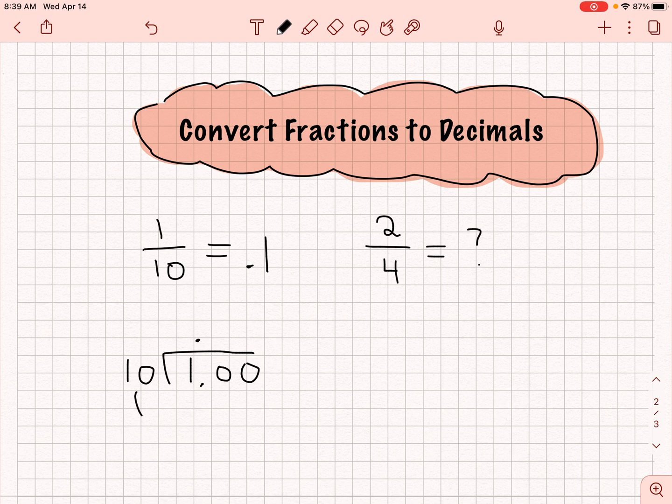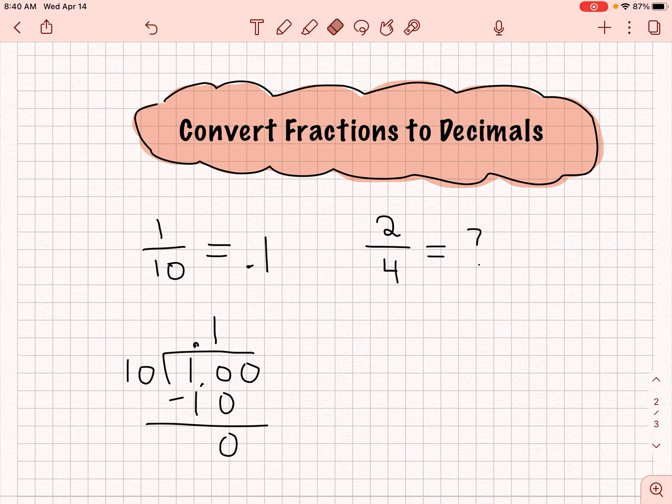How many groups of 10 can I make with 1? 0. How many groups of 10 can I make with 10? Well, I can make one group of 10 with 10. Of course, 10 divided by 10, or 10 times 1 is 10. If I subtract, that leaves nothing left over. That means I'm done. My answer is 0.1.